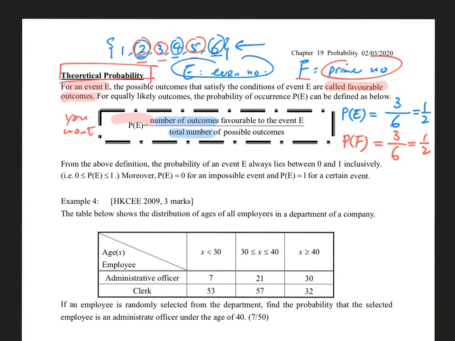Let's see whether you can get the idea that a probability should be between 0 and 1 inclusively. In a mathematical expression, we write 0 is less than or equal to P(E), and the probability of an event is also less than or equal to 1. Two extreme situations can be explained in words: if P(E) is 0, there is zero chance to get it, which we call an impossible event. If P(E) is 1, it's like 100%, and that's why we call it a certain event.